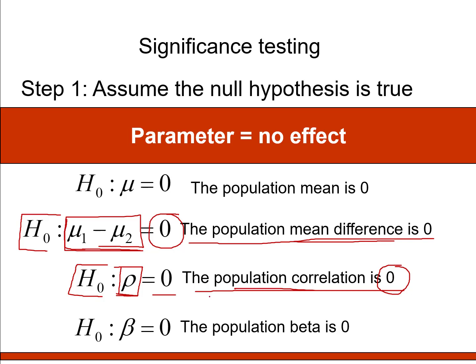Or if I'm doing a study and calculating regression and a beta weight, my null hypothesis for the beta is that in the population, the true parameter, the population beta, is equal to 0. That is, the population beta is 0. Again, it's the hypothesis that there's no effect whatsoever. And that's the very first step, is we simply assume the null hypothesis is true, and that's where we start when we do significance testing.